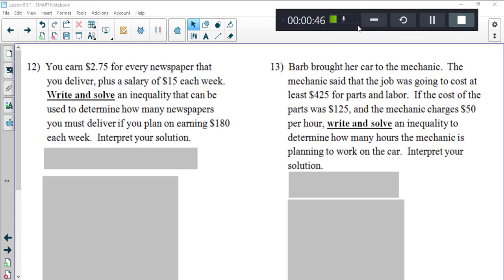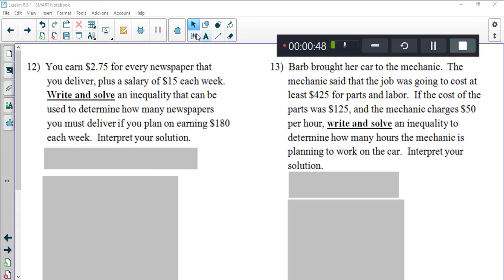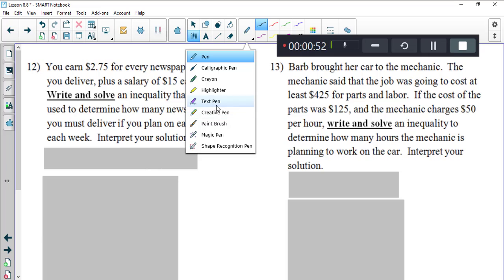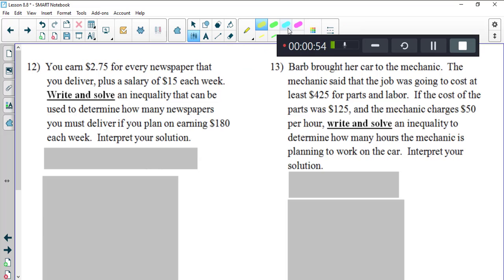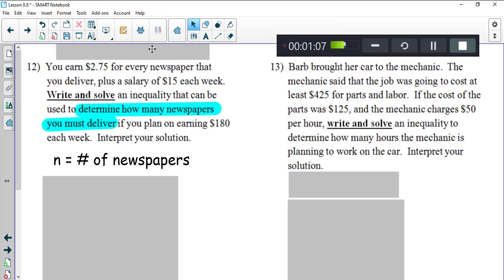So when we go to look at this question, the first thing that we want to look at is what our variable is going to represent, which will be our unknown. So let's go ahead and highlight some important information here. It says we want to determine how many newspapers you must deliver in order to earn $180 each week. So I'm going to let my variable be n, and that's going to represent the number of newspapers that you want to deliver if you plan on earning $180 each week. We don't have to write all of that out though.